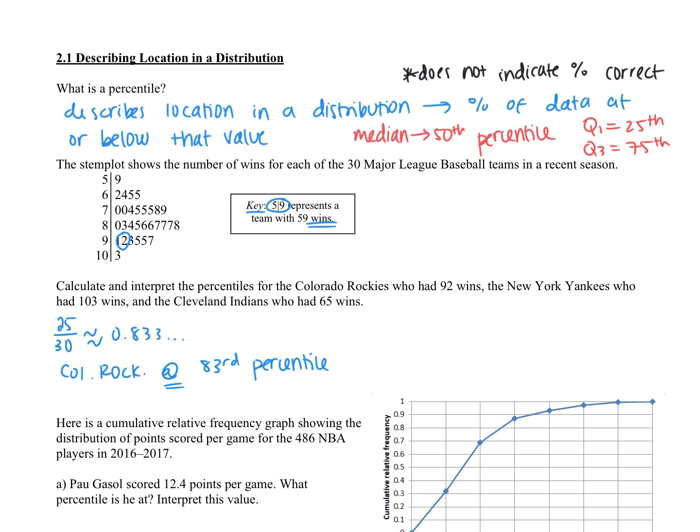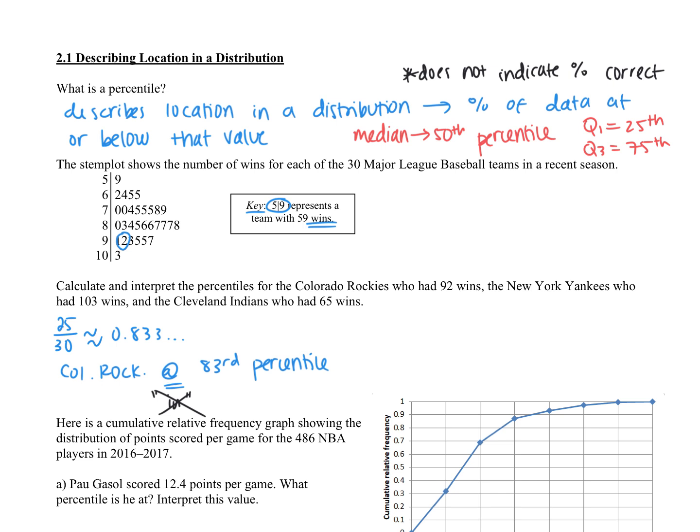That "at" is very important. A lot of people want to say something like the Rockies are in the 83rd percentile. That's not true. A percentile is a boundary. It's a boundary. It's not an interval. So our Colorado Rockies are at the 83rd percentile. Now, if we look at the New York Yankees, we're just going to skip that one. We don't need to do 3 of them.